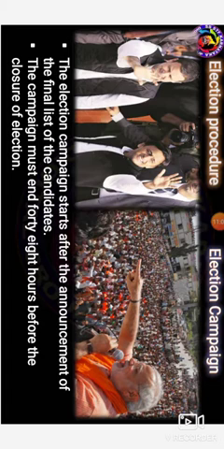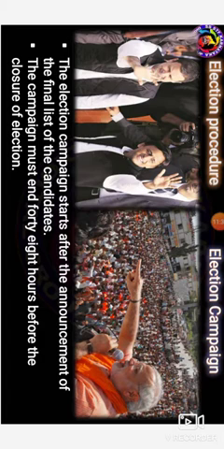The election campaign starts after the announcement of the final list of candidates. The campaign must end 48 hours before the closure of the election. During the campaign, the political parties announce several policies and programs and promise the people who vote them to power that they will fulfill them.